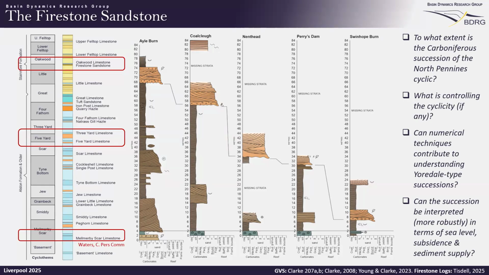Here are the questions I started to ask. To what extent is that Carboniferous succession actually cyclic? What's controlling the cyclicity, if anything? Can we throw a few numerical techniques at it and see what happens, which is literally what I've done, and somehow perhaps contribute to our understanding of Yoredalian type successions? And can we therefore interpret the succession a little bit more robustly, perhaps in terms of sediment supply and sea level maybe as well? So that's what we started playing with.